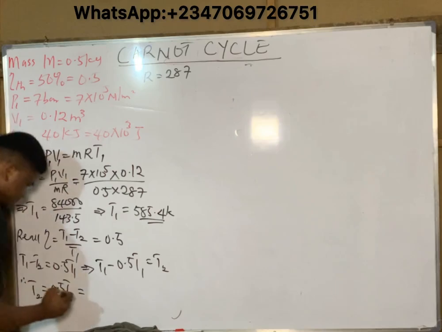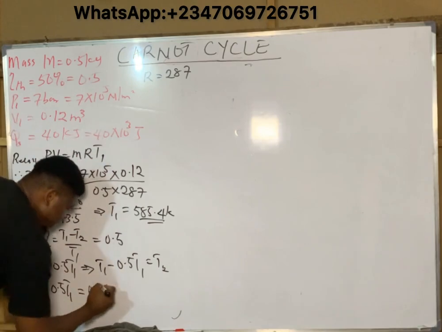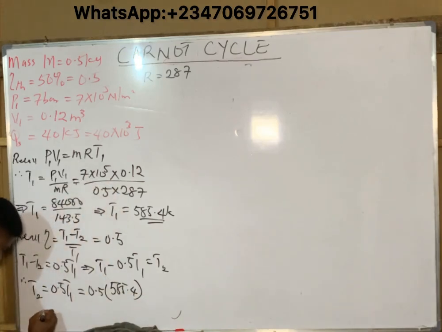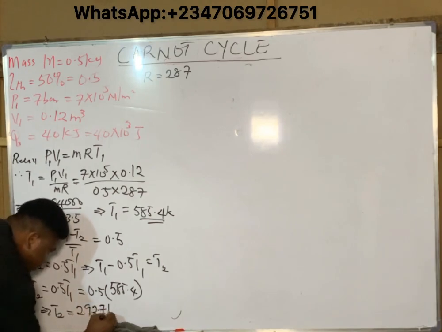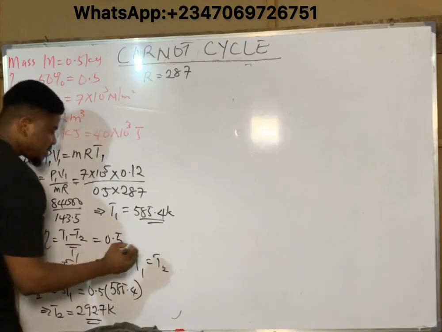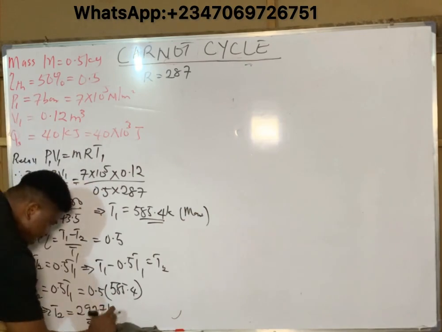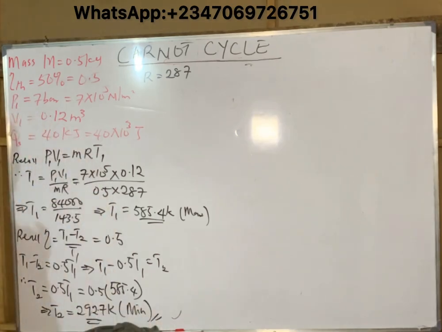Now I know what T1 is. So that becomes 0.5 multiplied by T1, which is 585.4. So this simply implies that my second temperature T2 is going to be equal to, so let's multiply by 0.5. That gives us 292.7 Kelvin. So this implies that the first temperature T1 is our maximum temperature and the second temperature T2 is our minimum temperature. Okay, so that's that for the first question.